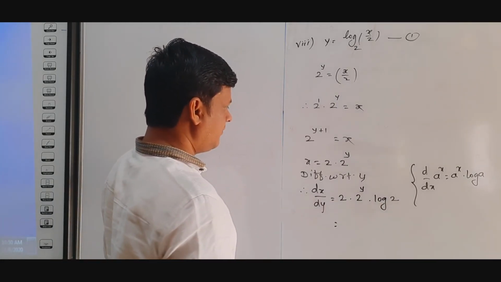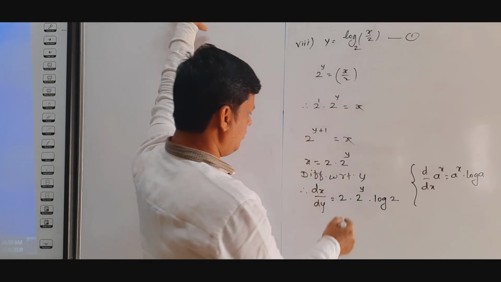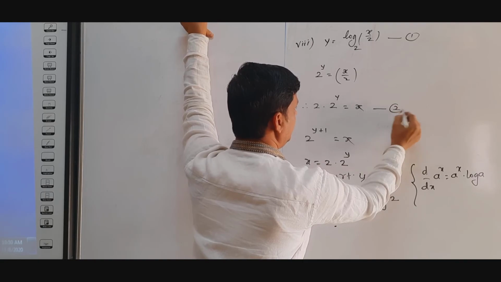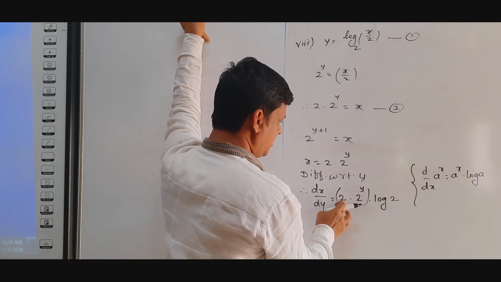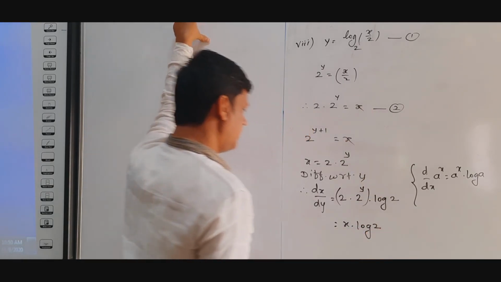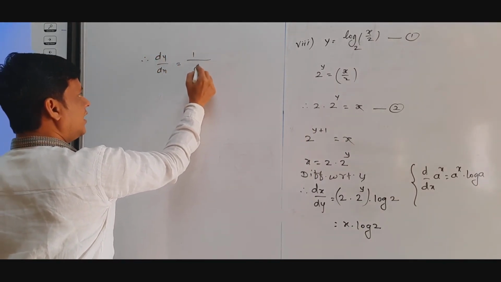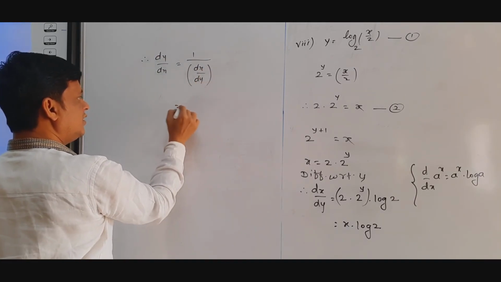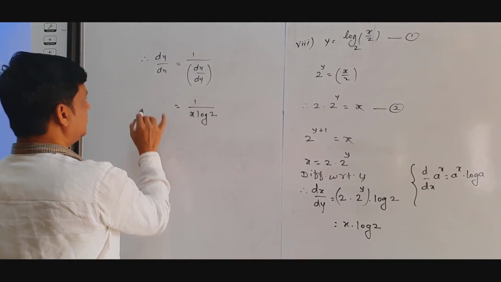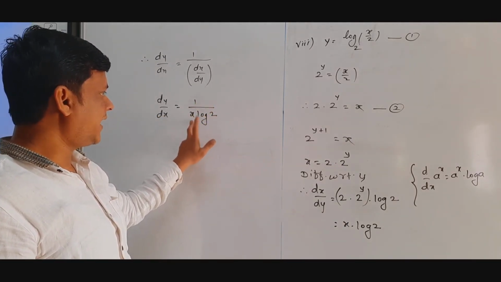Now we have to convert this 2 raised to the power y in terms of x. So you can replace this 2 into 2 raised to the power y by x. So we denote this as equation number 2, and we replace this 2 into 2 raised to the power y as x. So we write x into log 2. Now we have to find dy by dx. Therefore dy by dx is equal to 1 upon dx upon dy. So we write here dx upon dy as x into log 2. So we get here the derivative of y with respect to x as 1 upon x log 2.